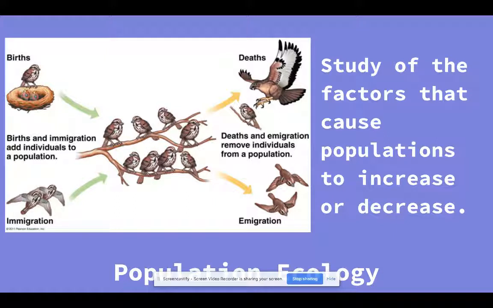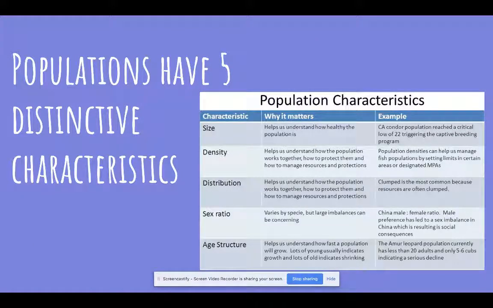So that's basically the gist of population ecology. That's what we're going to get into. We're going to look at how the ecosystem affects a certain population's growth and how those populations affect other organisms in the community. And there's these 5 distinct characteristics.